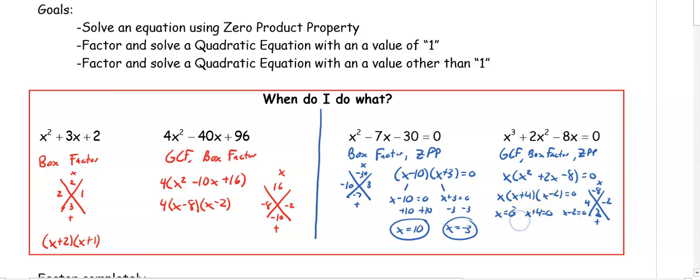So x equals 0, that's already solved. In the next one, we're going to subtract 4, so x equals negative 4. The second one, we're going to add 2, so x equals 2. Notice it was a third power, so we have 3 solutions. All right, so let's go through some examples.